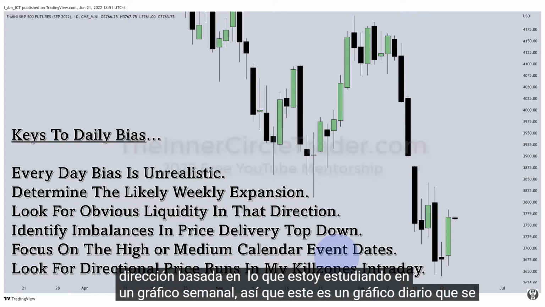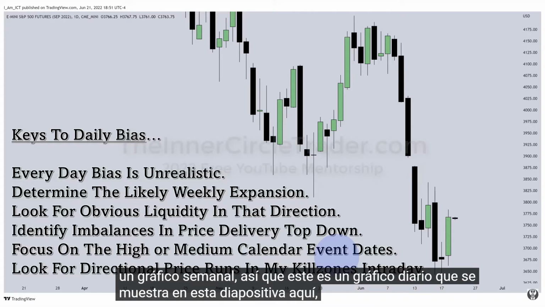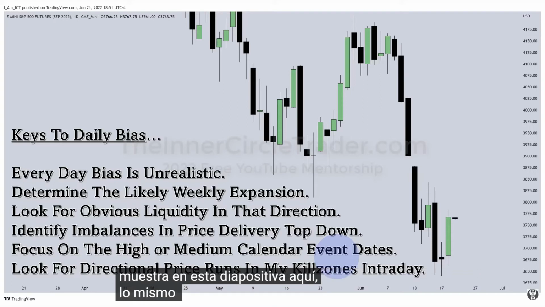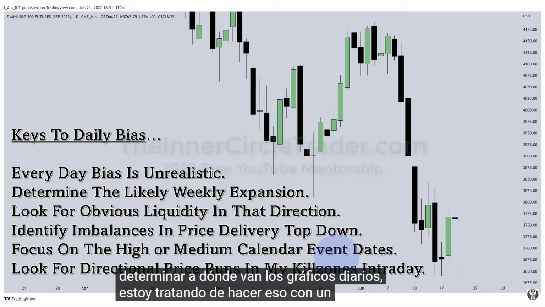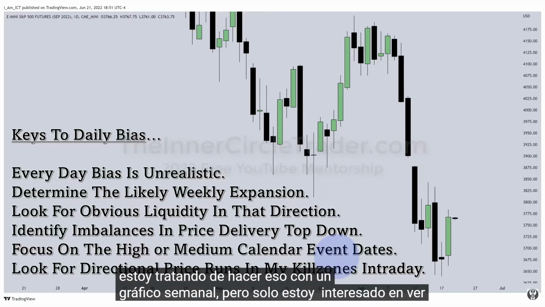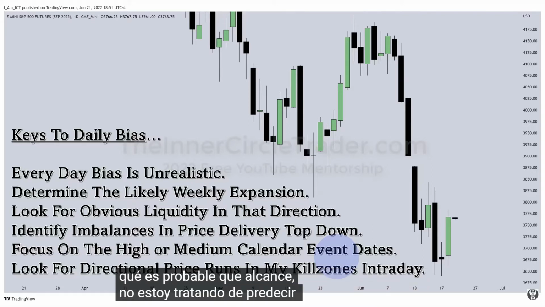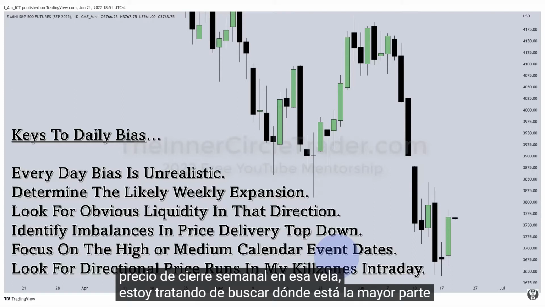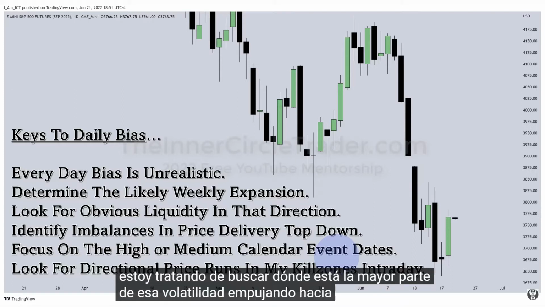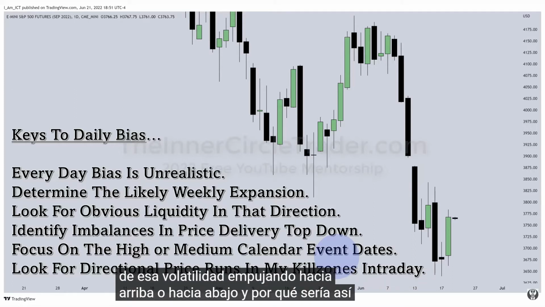So this is a daily chart shown on this slide here. The same thing I would be doing to determine where the daily chart's going, I'm trying to do that with a weekly chart. But I'm only interested in seeing what's it likely to reach for. I'm not trying to predict the weekly closing price on that candlestick. I'm trying to look for where is the bulk of that volatility going to be pushing, higher or lower, and why would it be like that?